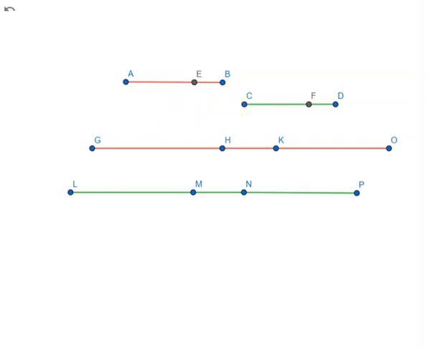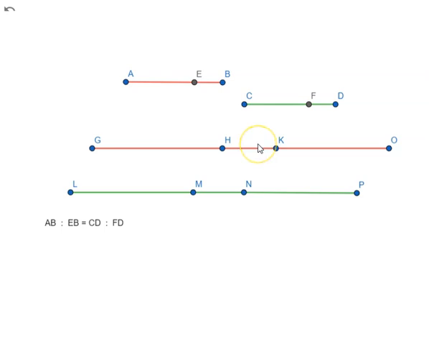Now, this is drawn in such a way that AB is to EB is equal to CD is to FD. Now we draw GH and HK, which are equimultiples of AE and EB. Again, we draw LM and MN, which are equimultiples of CF and FD. And we draw KO and NP as some other arbitrary equimultiples of EB and FD.